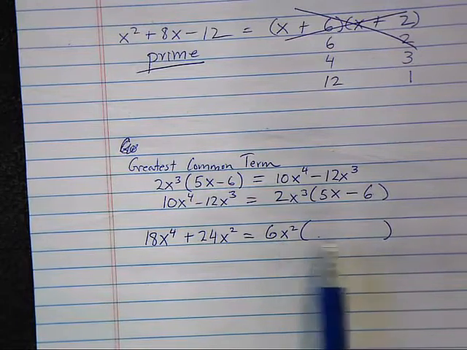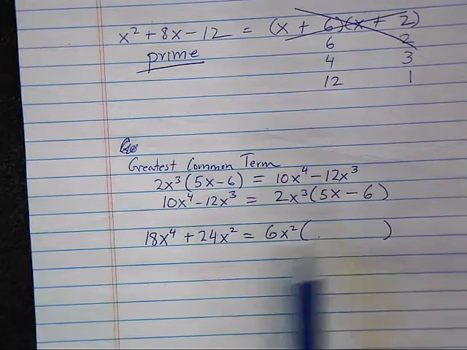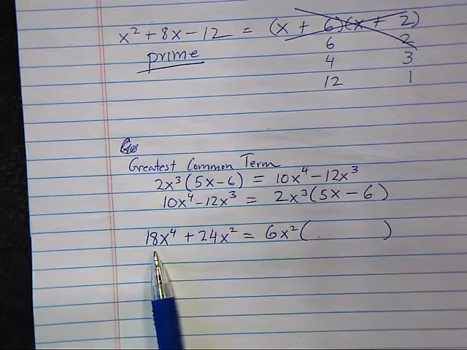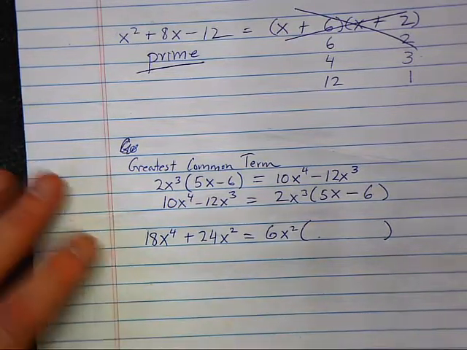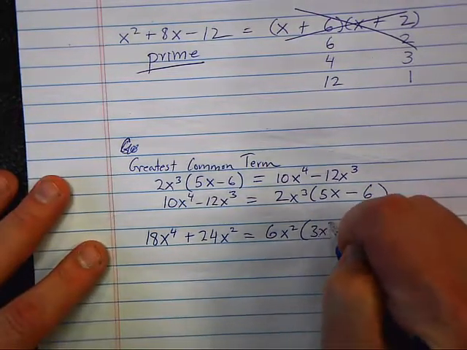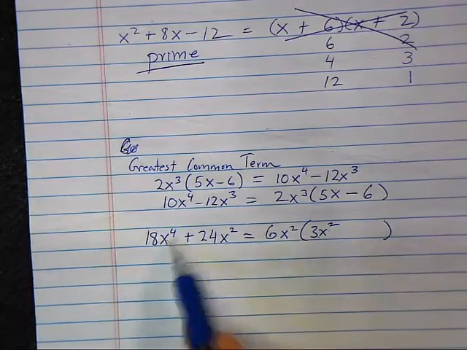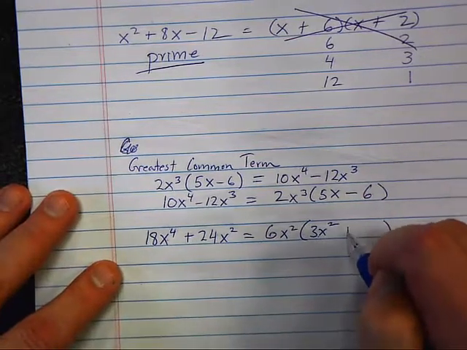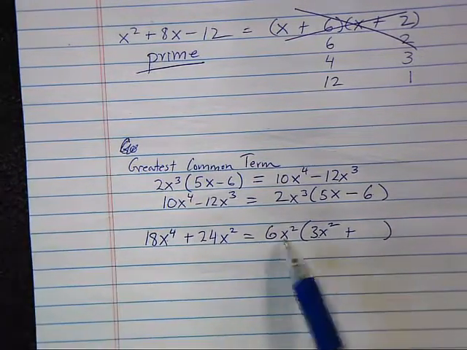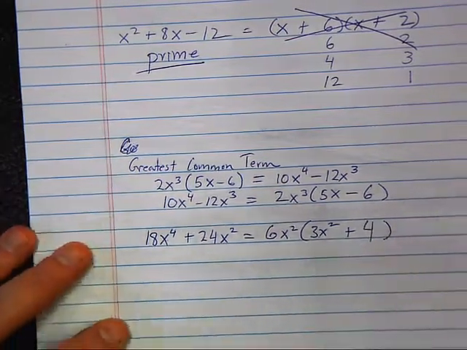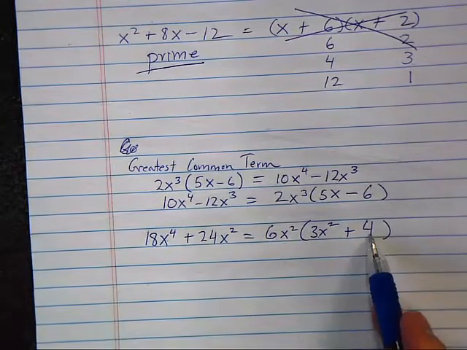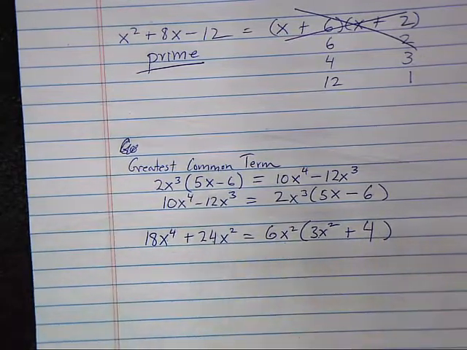6x squared times what to get the 18x to the 4th back? 3x squared, because 6 times 3 gives me the 18, and x squared times x squared gets the x to the 4th. Plus 4, because 6x squared times 4 gives 24x squared.